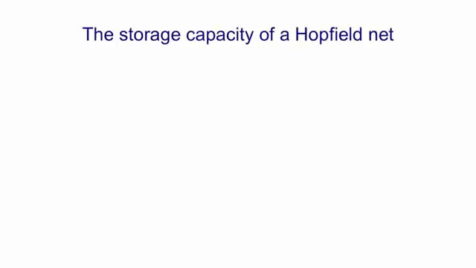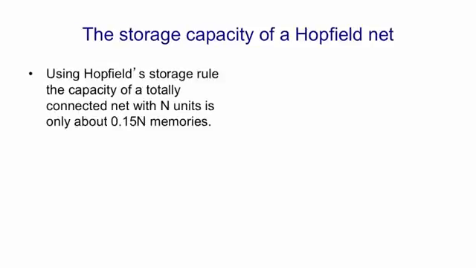After Hopfield invented Hopfield nets as memory storage devices, the field became obsessed by the storage capacity of a Hopfield net. Using Hopfield's storage rule for a totally connected net, the capacity is about 0.15 n memories. That is, if you have n binary threshold units, the number of memories you can store is about 0.15 n before memories start getting confused with one another. So that's the number you can store and still hope to retrieve them sensibly.